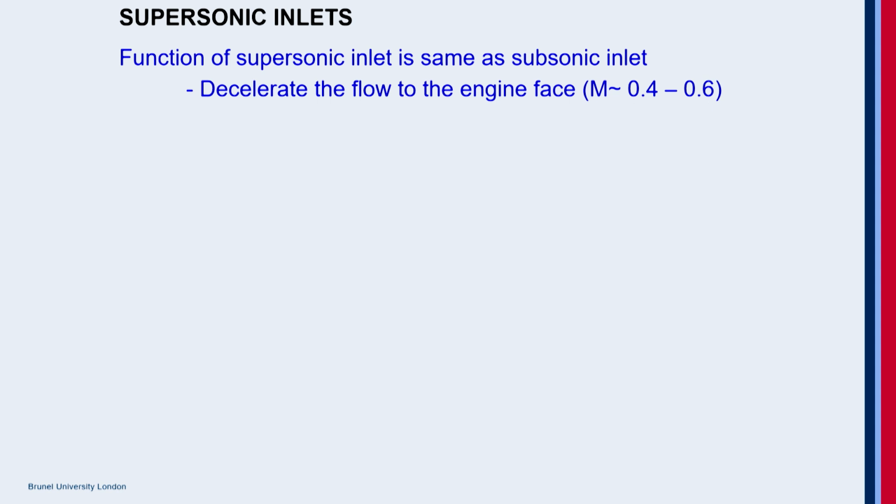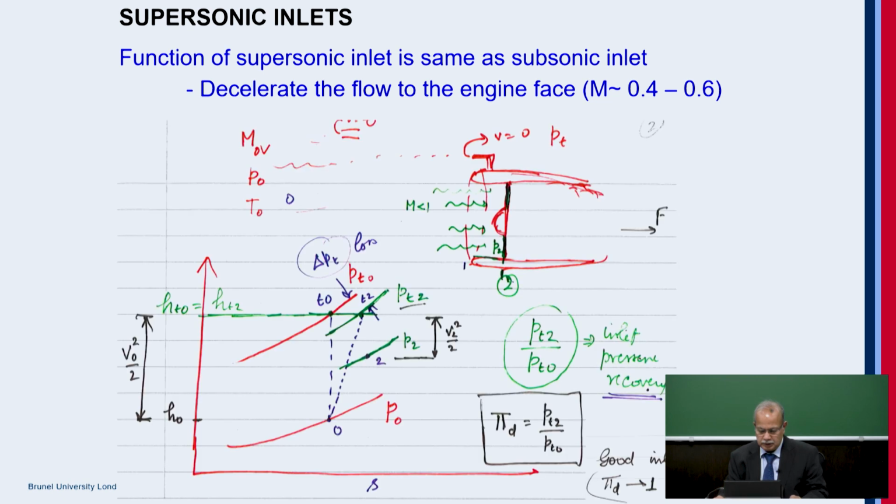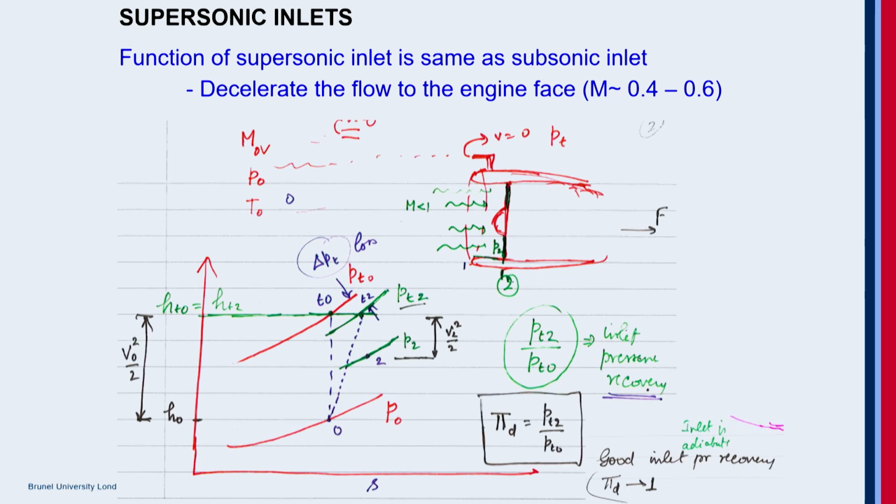Now, when you look at the supersonic inlets, the function is very similar to that of the subsonic inlets. In subsonic inlets, we try to decelerate the flow to Mach 0.4 to 0.6. For gas turbine engines, basically the compressors are suitable to handle the flow of that range. But here we are looking at a very similar application, to decelerate the flow so that we could have larger residence time in the combustor.